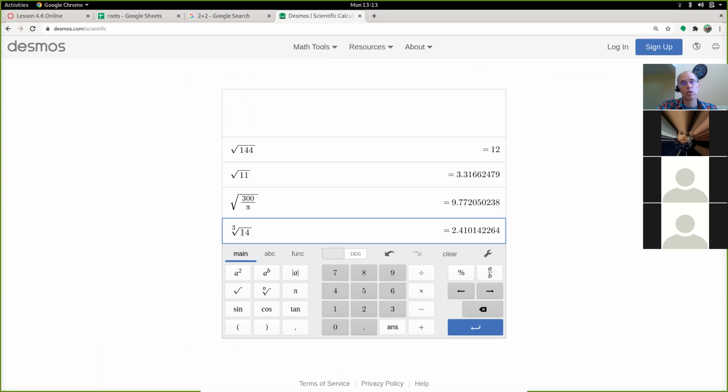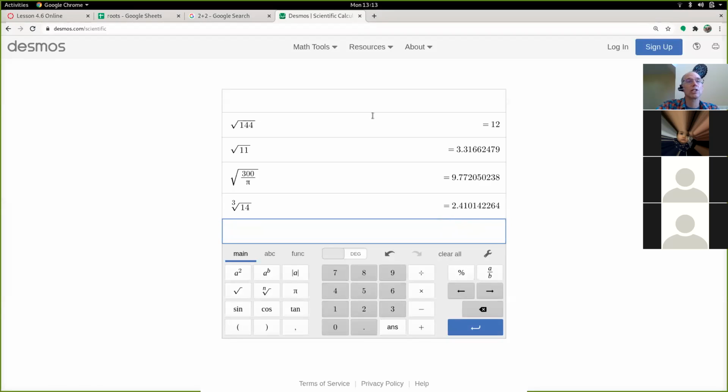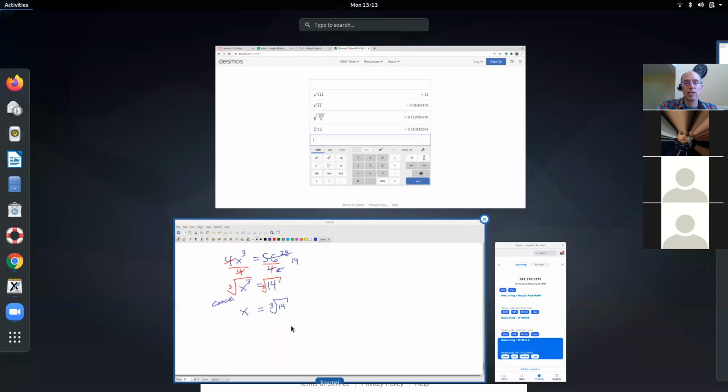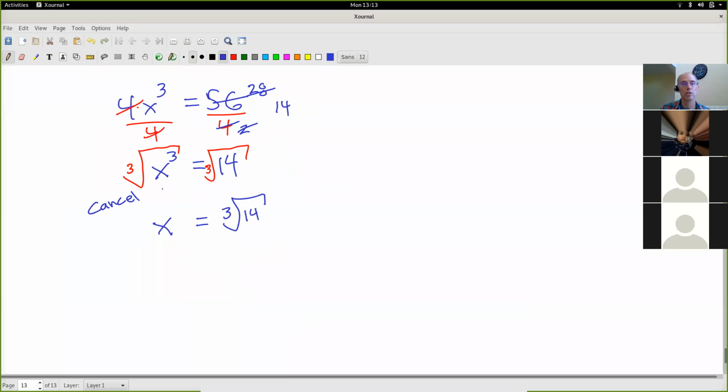And every calculator works a little bit different, so if you're not sure how to use your calculator, ask. So this one says it's about 2.41-ish, and we're going to check that in a second. So this is about 2.41. And I'll show it on another calculator in a minute.